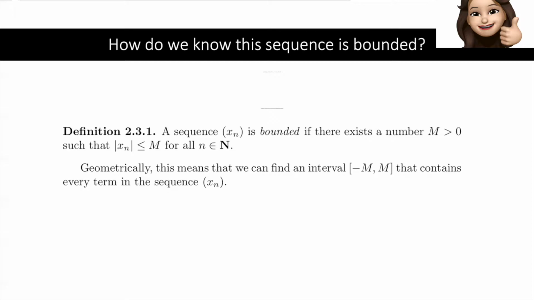From the definition, it says a sequence Xn is bounded if there exists a number m bigger than 0, such that the absolute value of Xn is smaller than or equal to m for all n belongs to the natural number. Which means we're going to find an interval negative m to m that contains all of the elements in the sequence of Xn. So here I'm going to present my iPad and show you guys how I do this proof.